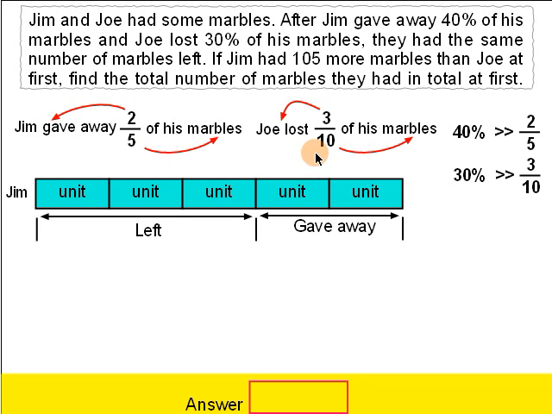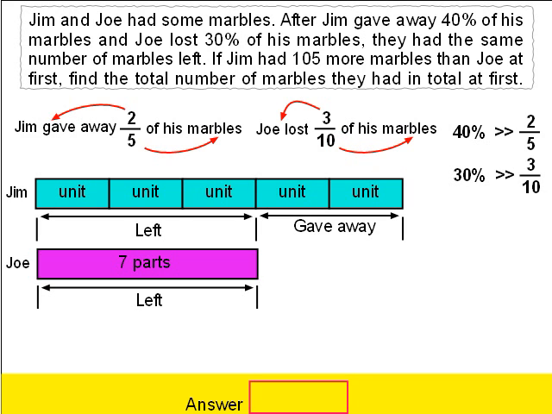When Joe lost 3 parts of the marbles out of 10 parts, that means Joe would have 7 parts left, which is equal to whatever Jim had left. So we draw the model to be of equal length. 7 parts was left after 3 parts was lost, so we join the model to the 3 parts lost. So the total that Joe had was 10 parts.